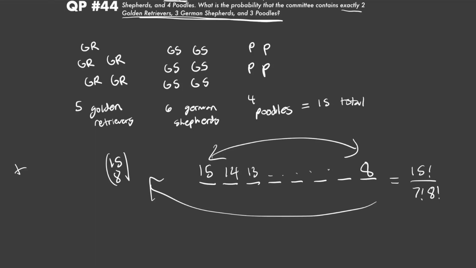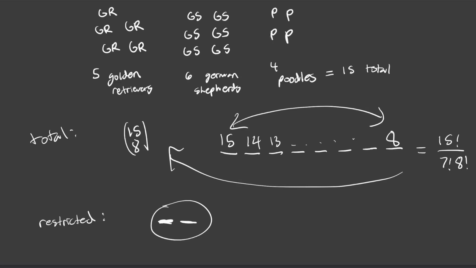So that was for our total, but now let's look at our restricted view where we have exactly 2 golden retrievers, 3 German shepherds, and 3 poodles. So for our restricted view, let's first look at the golden retrievers. We have 5 total golden retrievers and we want to choose 2 of them. So if these are our golden retriever positions right here, this is obviously just going to be 5 choose 2, right? We have 5 golden retrievers for our first position, 4 for our second. That's going to be 5 factorial over 3 factorial, and we're going to need to divide by 2 factorial because there's 2 ways to permute 2 elements, right? So divided by 2 factorial, which is exactly this.